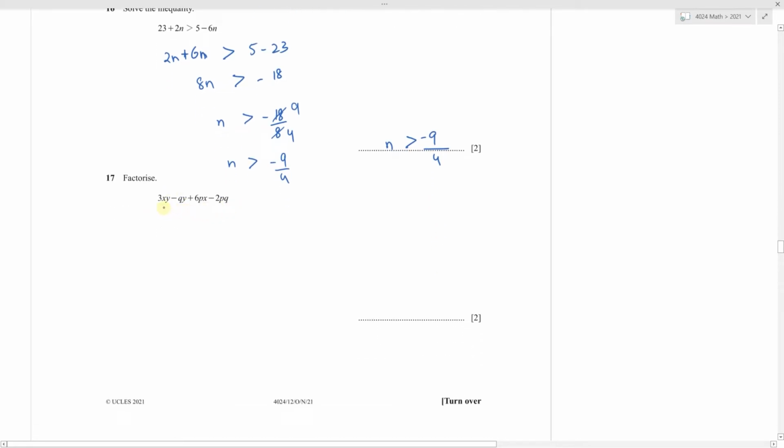Factorize this expression. So from the first two terms, I can take y common. So here I'm left with 3x minus q. And from the next two terms, I can take 2 is common and p is common. So plus 2p common. Then I'm left with 3x here and minus q here. So 3x minus q is common. So this will be 3x minus q into y plus 2p.